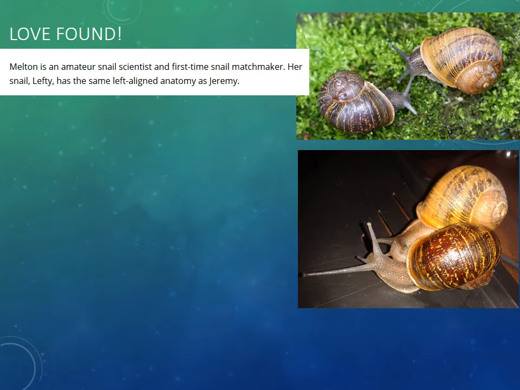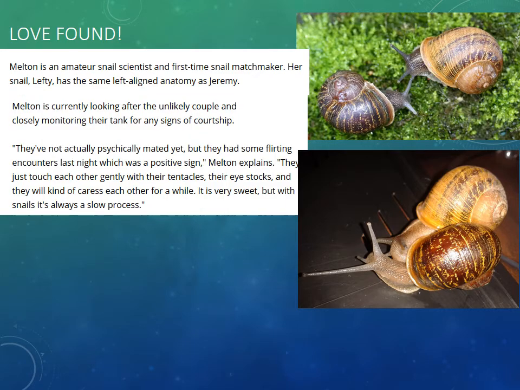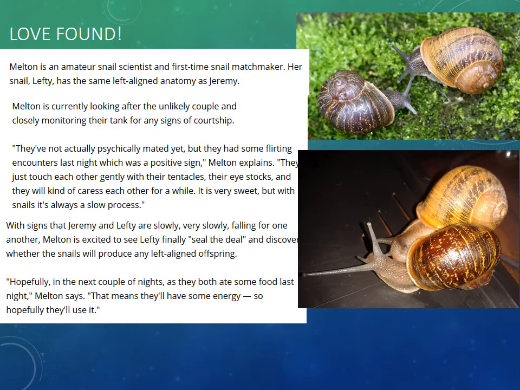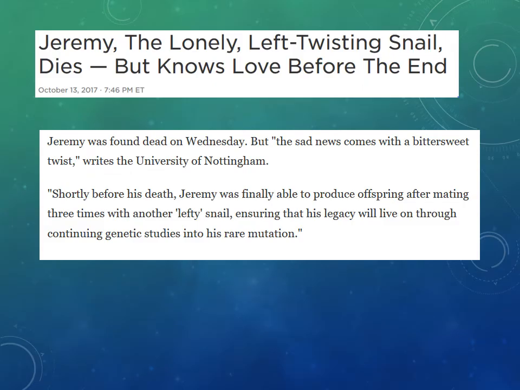And then the potential last pair blurb there is pretty funny: they both ate, so they might be more likely to mate because they actually have energy to do so. But another update on this is that Jeremy dies. But he did find love.